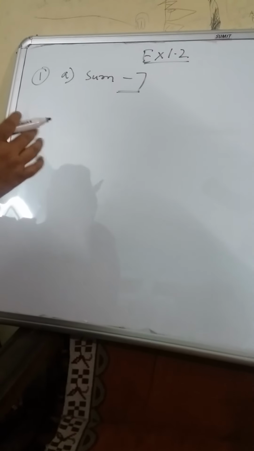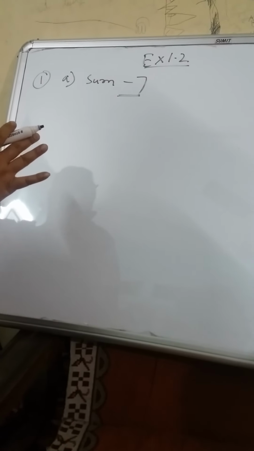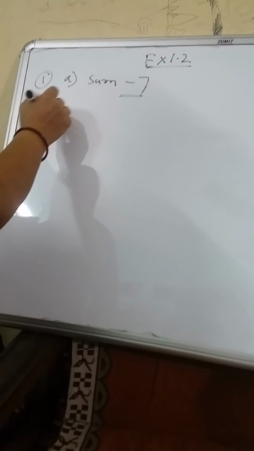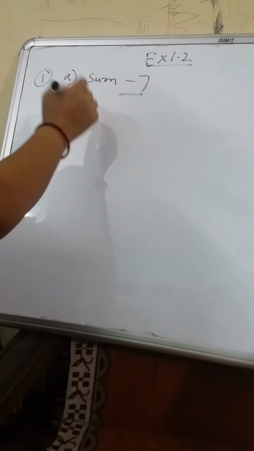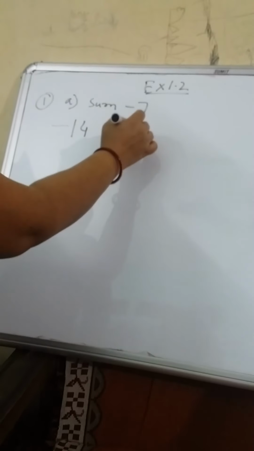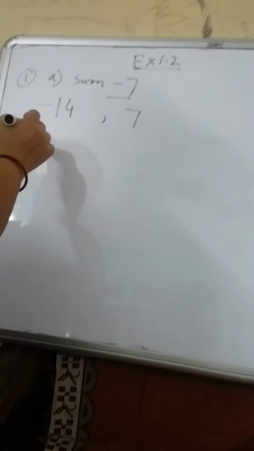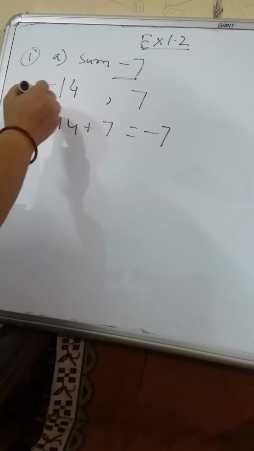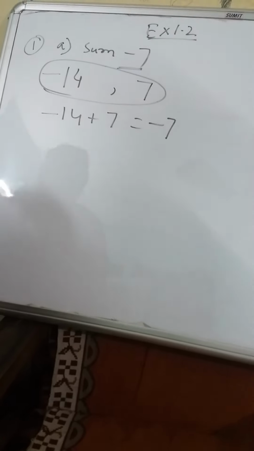There may be several options. For an example, if I take -14 and 7, if I add them, what will be my answer? -7. Like this way, you have to write this pair of integers. So B and C, you have to do as homework.